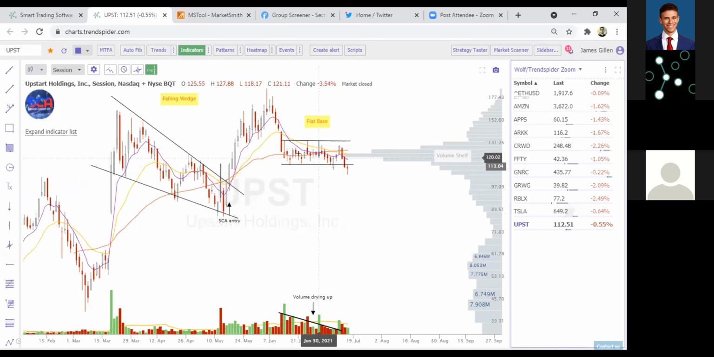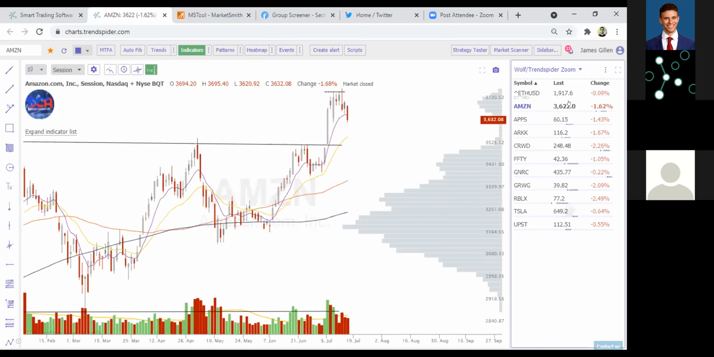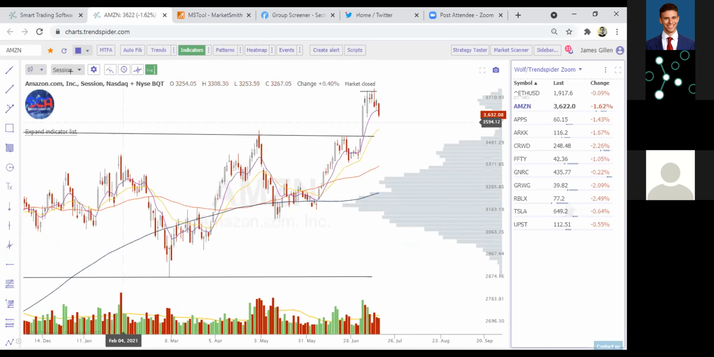I was watching the stock over here as it consolidated in this flat base pattern. It's now just kind of breaking out, and it has broken through the volume shelf as well. So it's definitely a caution sign. It was something I was watching, but it's still on my watch list. It's still on my radar. I know a lot of people were asking about Amazon, for example.